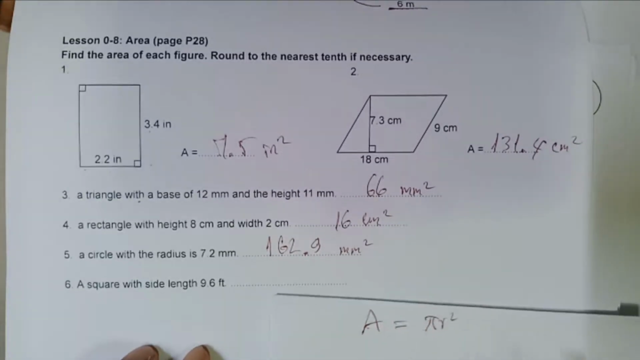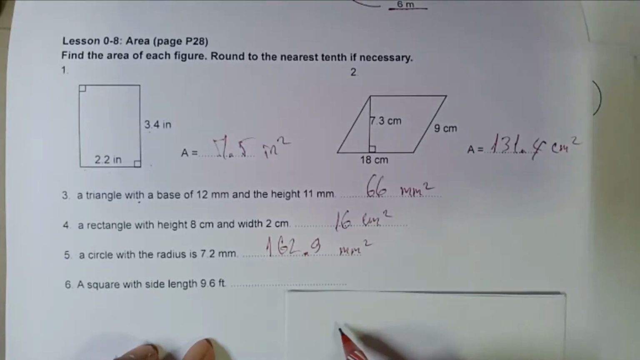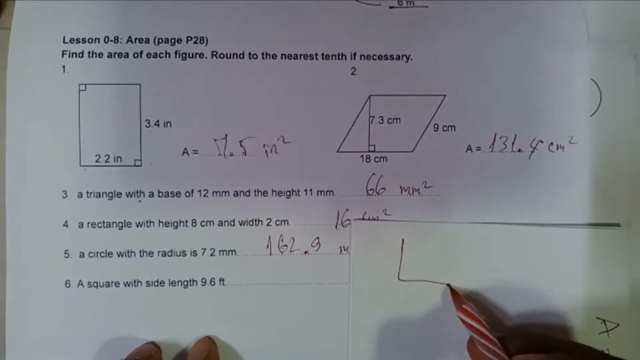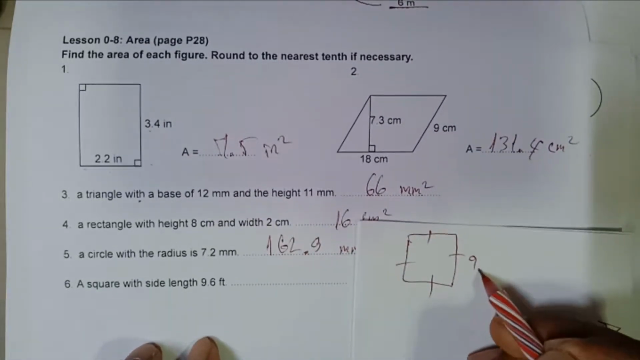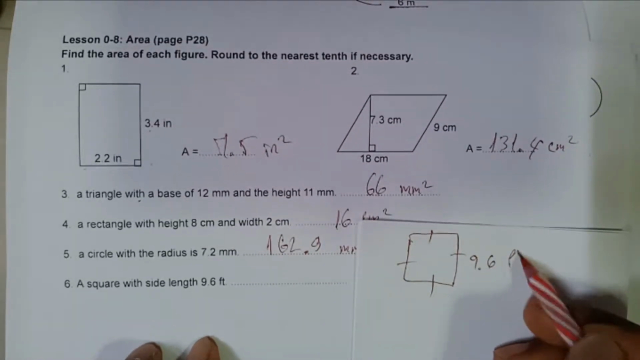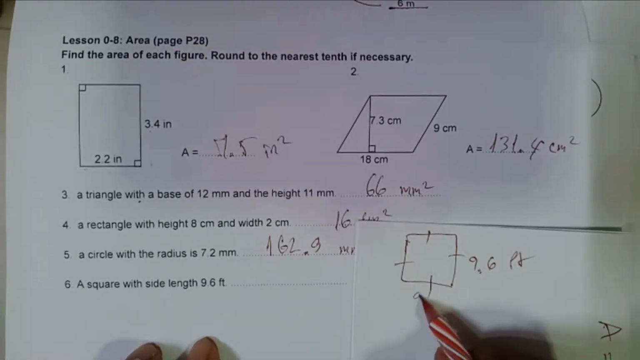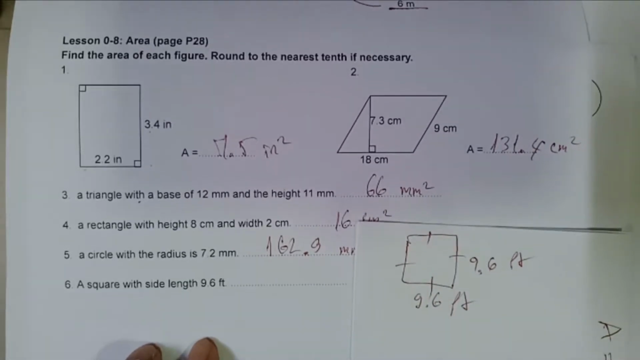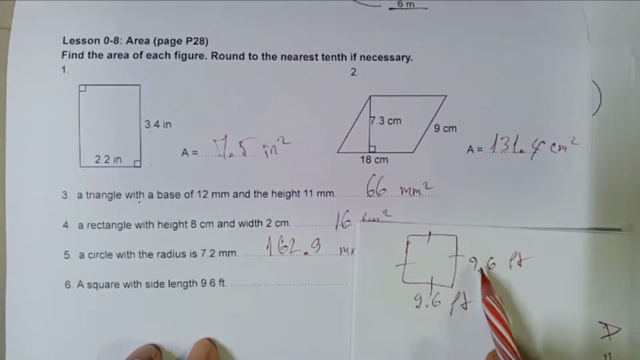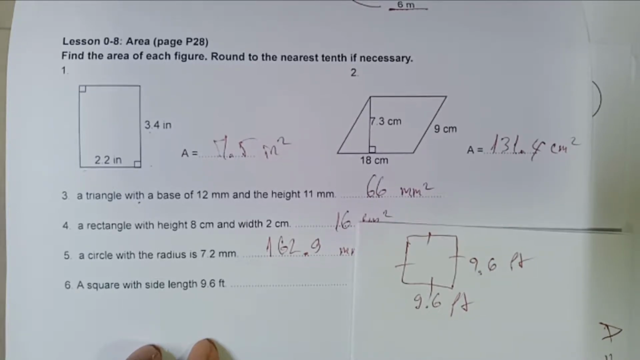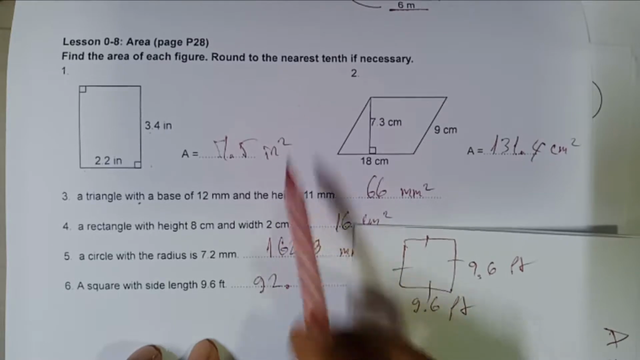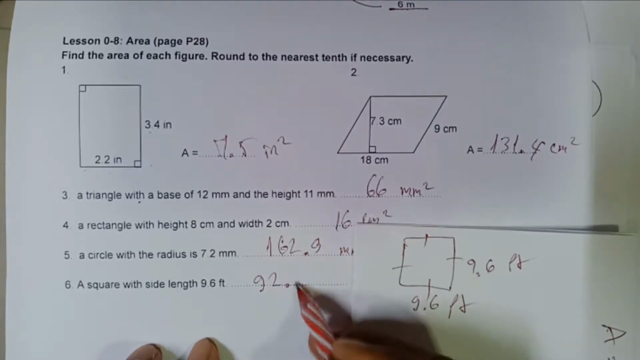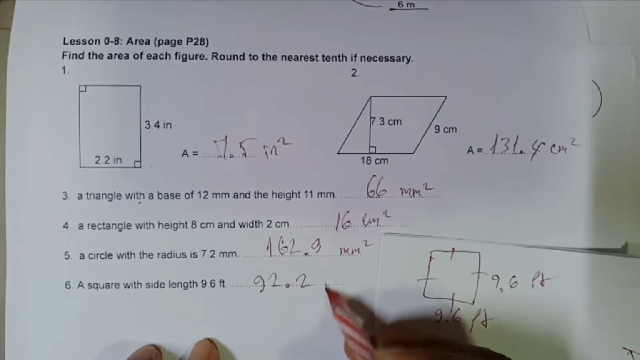Number 6, square with side length. Well, square sides are congruent. So side length is 9.6 feet. So this is 9.6. This is also 9.6 feet. The area of square is equal to side times side. So you have 9.6 times 9.6. That will give you 92.16. But this is rounded to the nearest tenth. So 92.2 square feet.